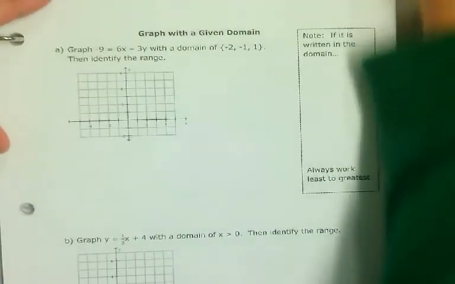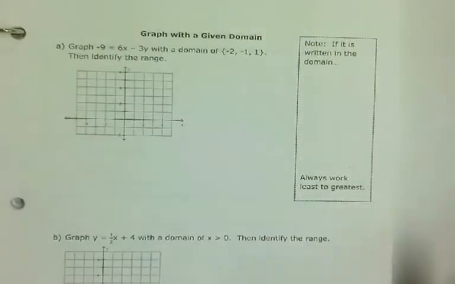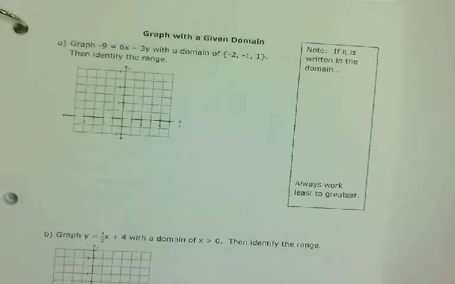I really like this lesson. It will be on your quiz, so make sure you are asking questions if you are confused. So we're going to start here. We're going to look at example A. Graph -9 equals 6x minus 3y with a domain of -2, -1, and 1, and then identify the range.